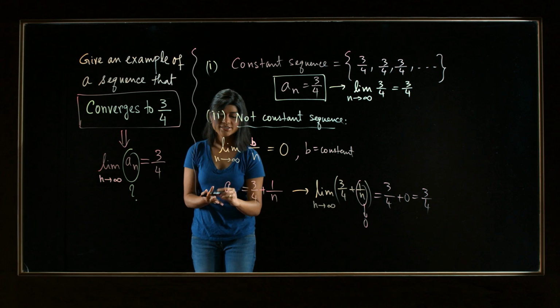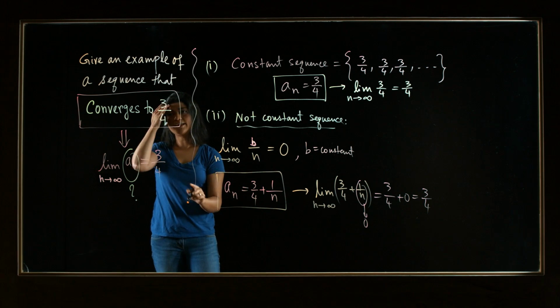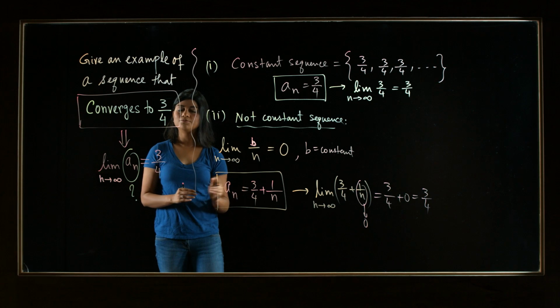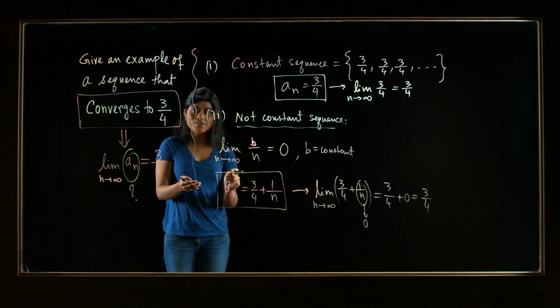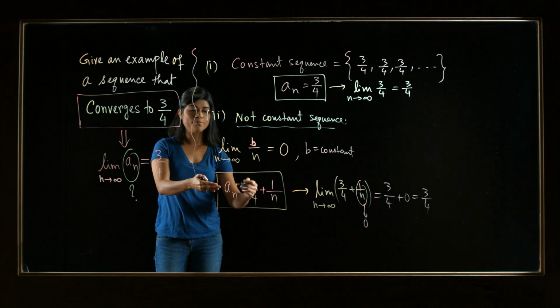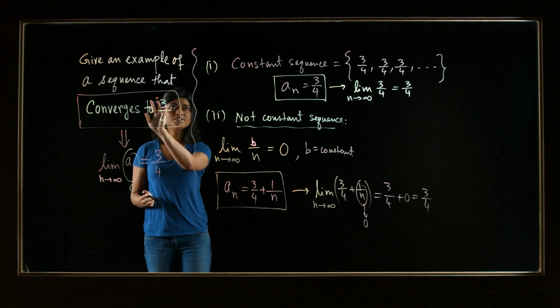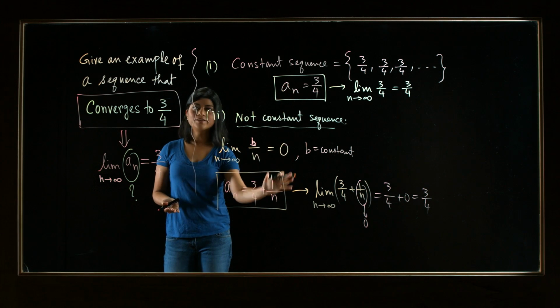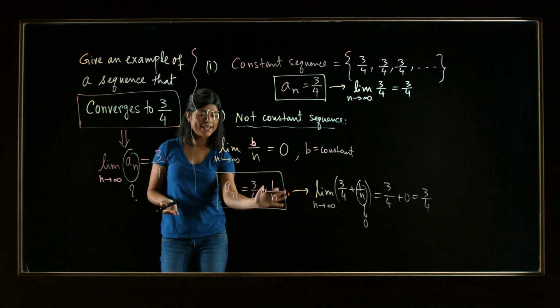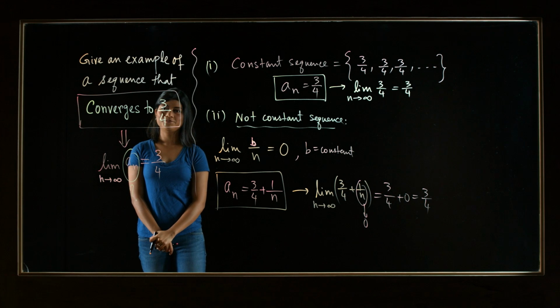And so I just gave you another example that's not a constant sequence, and yet it converges to 3/4. If you have noticed, I actually gave you hints on how you can construct more examples from this one. So for this particular problem, there are two different examples, a constant sequence and a non-constant sequence, both of them converging to 3/4.